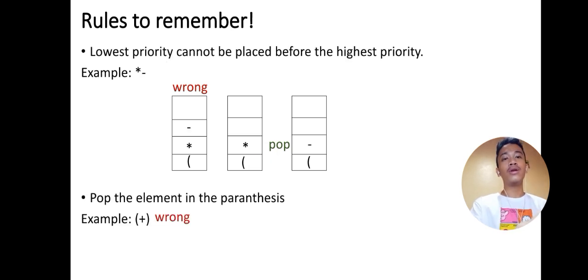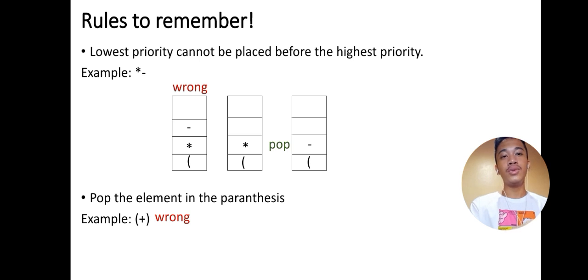Let's proceed to our next rule. Lowest priority cannot be placed before the highest priority. For example, multiplication and subtraction. If in our stack we have parentheses followed by multiplication and subtraction, this is wrong, because multiplication has higher priority than subtraction. What we need to do is the same as the previous rule: pop the element that comes before the subtraction symbol in order to input the subtraction symbol. What happens to this symbol is the same as in the previous rule. We will talk about that in the examples in the next slide.